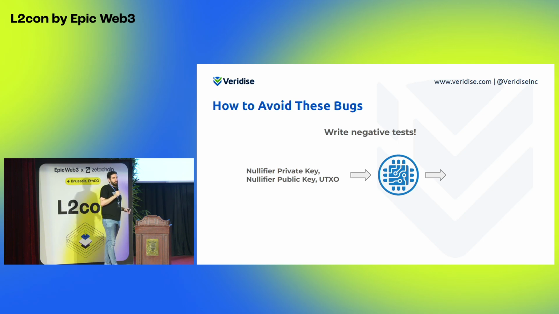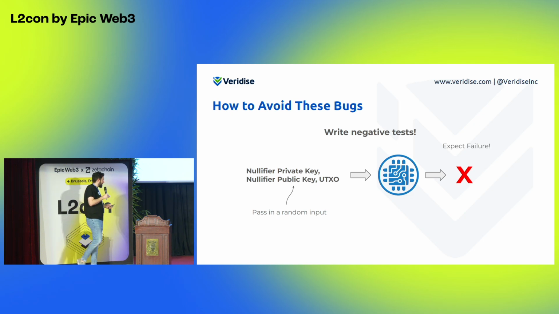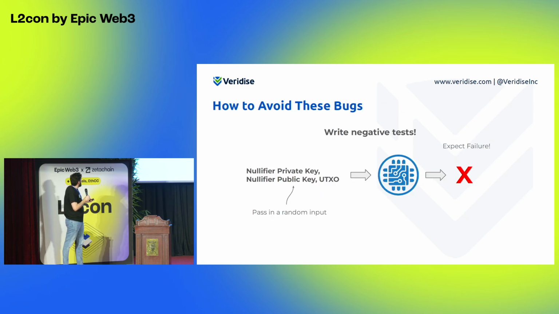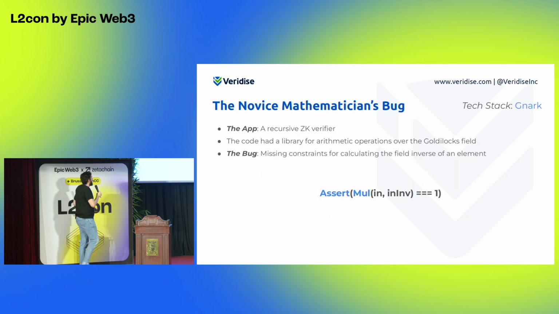And what I mean by that, you need to write a test that tests the bad case. So you essentially are going to pass a random public key for a certain private key and a UTXO. And then on the other end, you will expect the whole thing to fail. Okay. So let's now move to a bit trickier bug that involves some math.